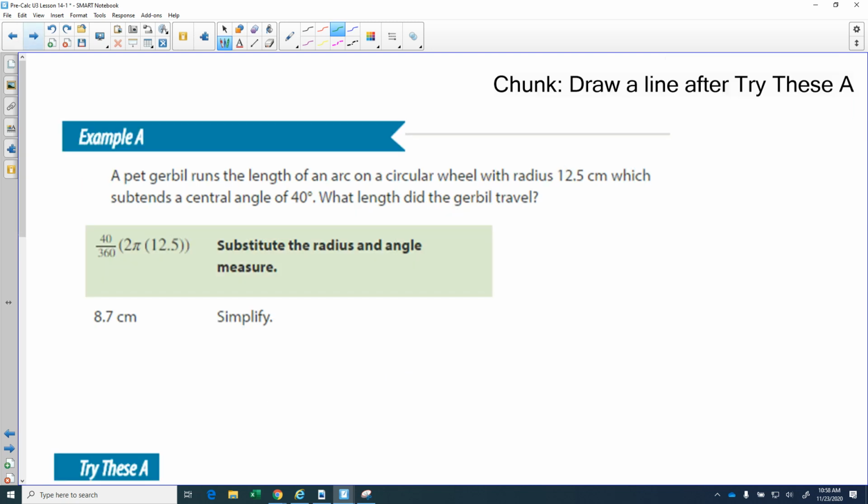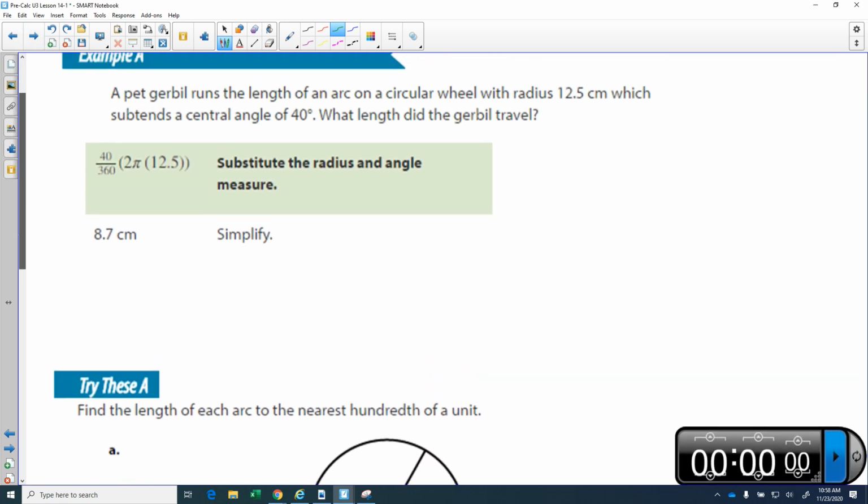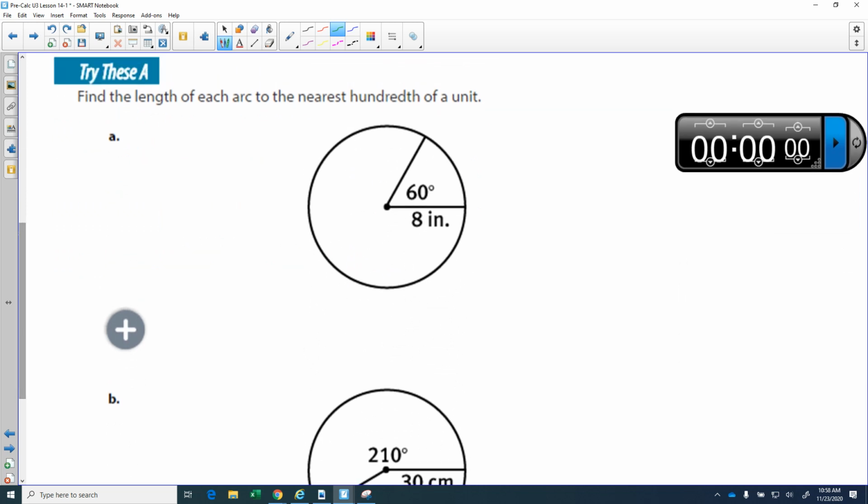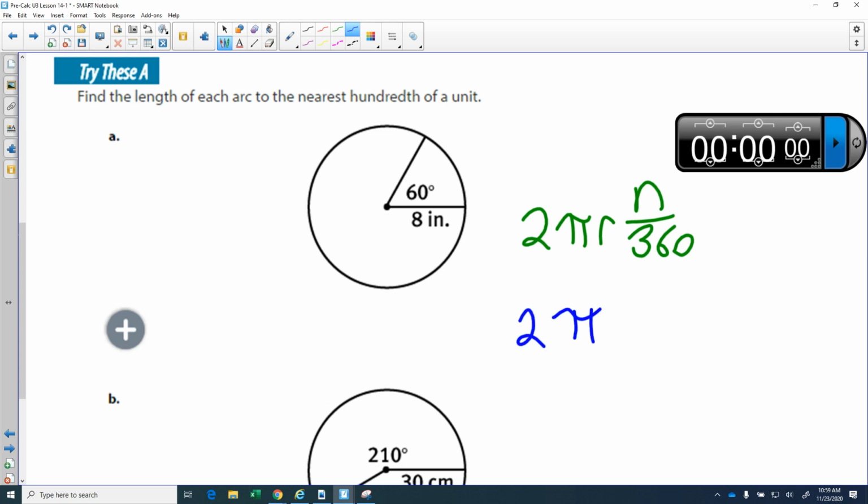So let's quickly work through one. They give us this particular equation. It's always going to be the circumference of a circle, which is 2 pi r, times the actual angle measure, which is n over 360. We can go ahead and plug these values in. This is just going to be 2 pi times 8 times 60 over 360.